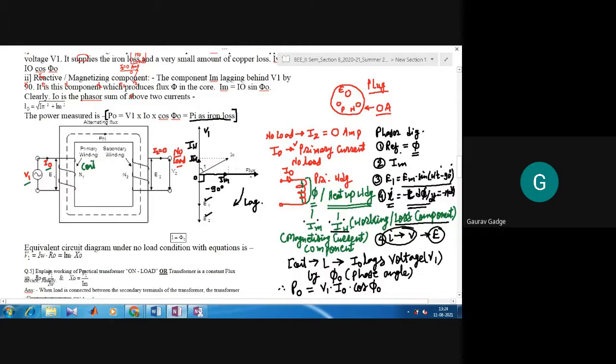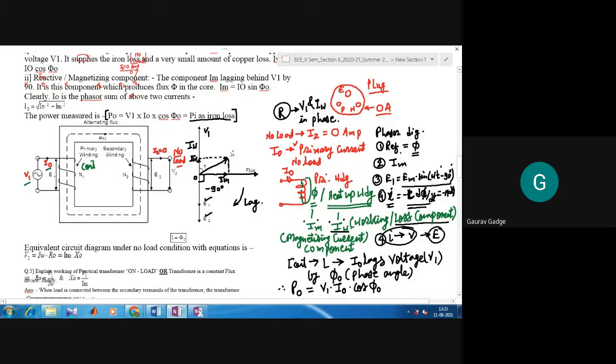Because see, what is the loss developed due to, or heat developed due to? That heat is developed due to resistance. I square R power loss, resistance. And for resistance, what is the relation between voltage and current? Voltage V1 and IW both are in phase. So V1 is in phase. Then from IW and IM, draw a parallel line, and you will get a resultant vector.